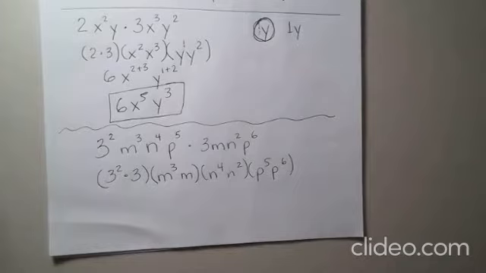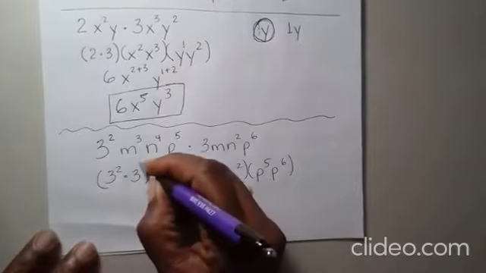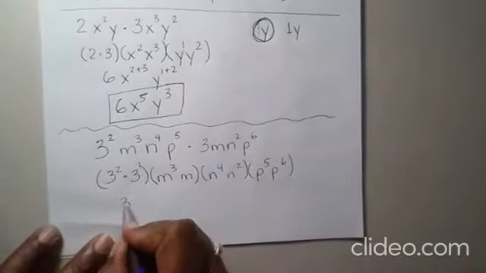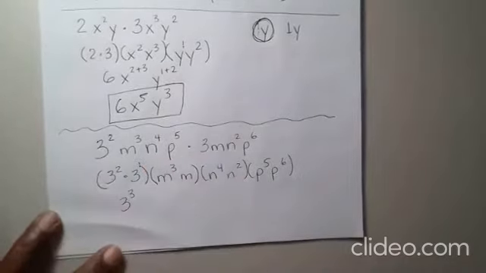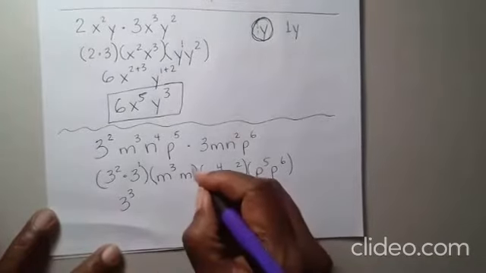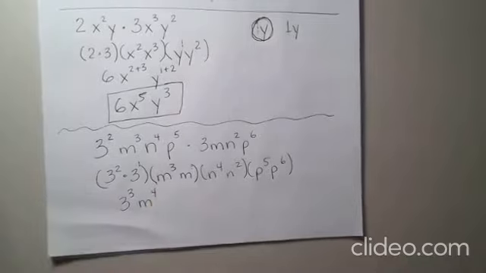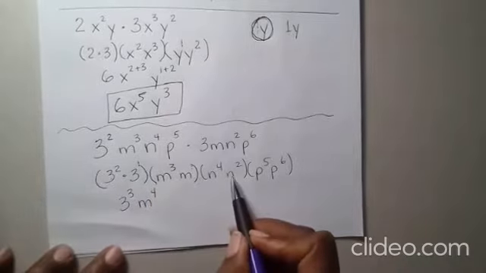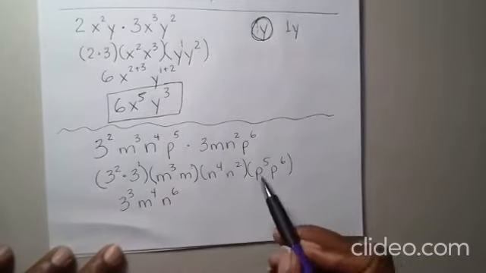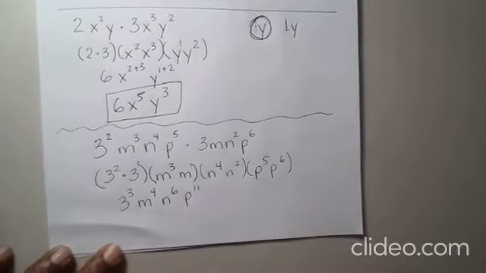we'll get it. Okay, so 3 squared, there's an invisible 1 up here. So these are the same base, so this is going to be 3 to the 3rd power. M cubed times m, again, another invisible 1 up here. This is going to be m to the 4th power. N to the 4 times n squared is n to the 6th power. P to the 5 times p to the 6 is p to the 11.